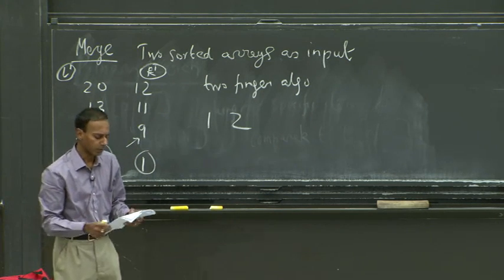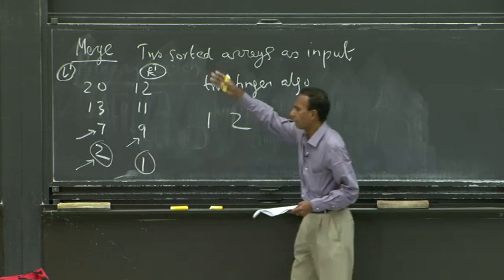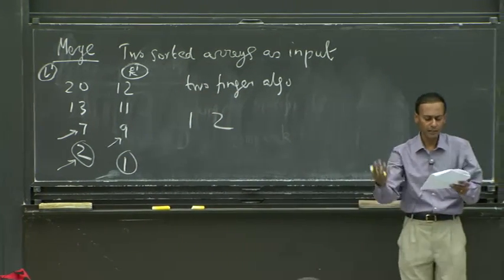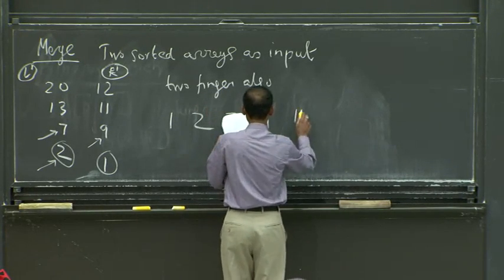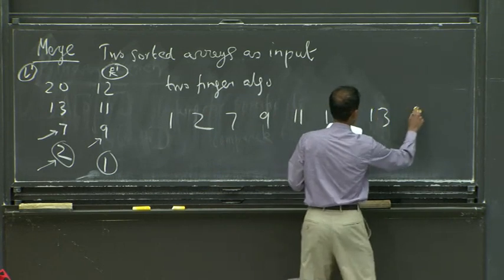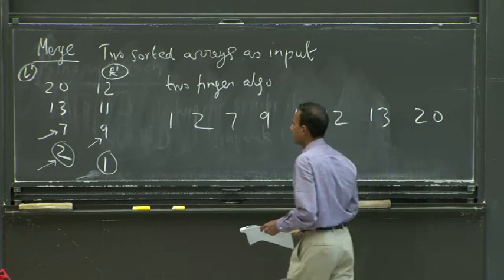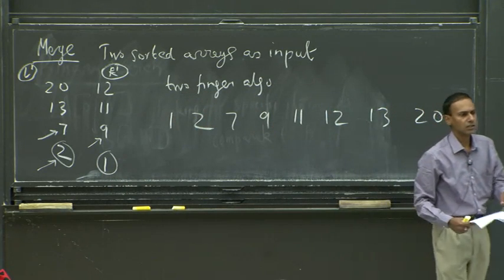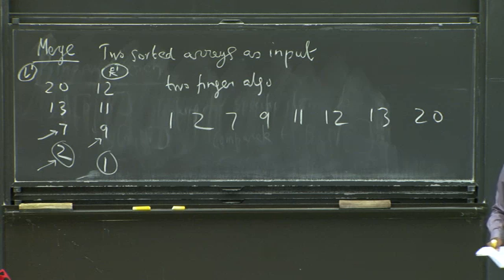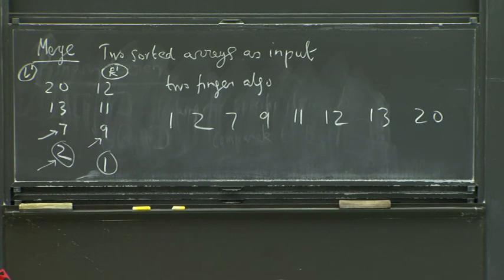I won't bore you with the rest of the steps. It's essentially walking up. You have a couple of pointers, and you're walking up these 2 arrays, and you're writing down 1, 2, 7, 9, 11, 12, 13, 20. Okay? And that's your merge routine. And all of the work, really, is done in the merge routine. Because other than that, the body is simply a recursive call. I mean, you have to obviously split the array, but that's fairly straightforward.